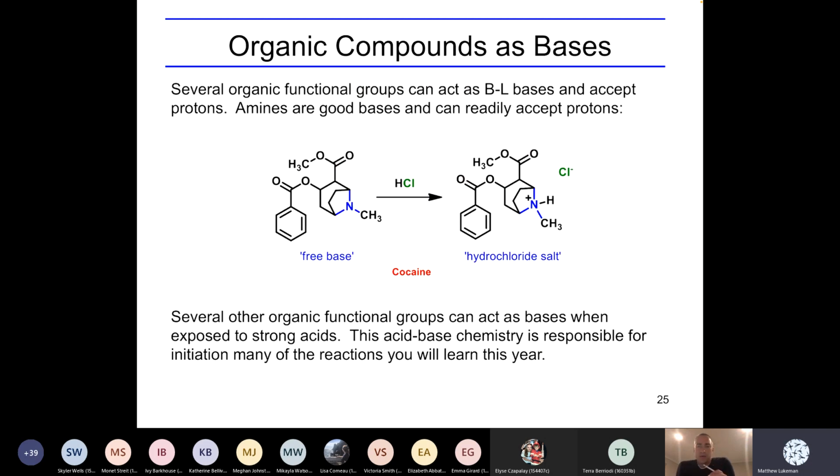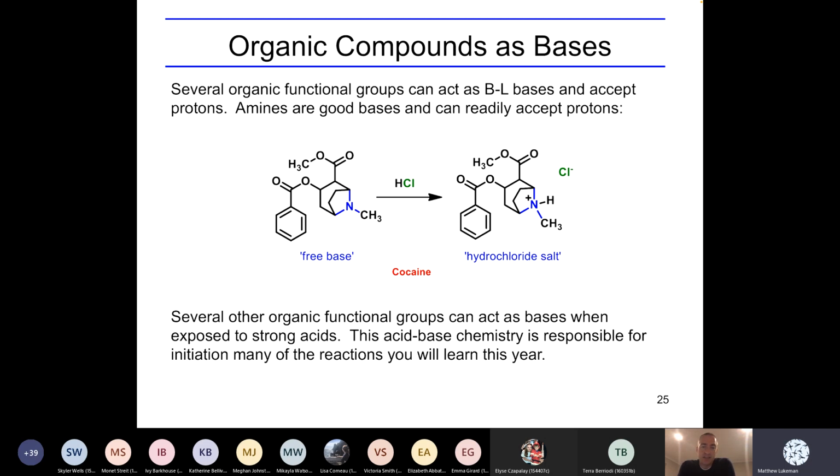Okay, we're going to talk a little bit about bases. We talked a lot about acid strength. Organic compounds can also behave as bases, and you will see many examples in this course where we use organic molecules as bases. And you see the example I have here of a molecule of cocaine. Cocaine has in its structure that blue nitrogen in the middle. The nitrogen can act as a base.